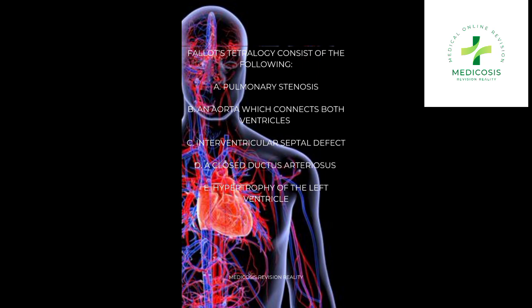So the question is saying Fallot's tetralogy consists of the following: A, pulmonary stenosis. True, there is narrowing of the pulmonary trunk. B, an aorta which connects both ventricles. Remember the overriding aorta is part of the tetralogy of Fallot. So the statement becomes true. The aorta will be getting blood from both ventricles.